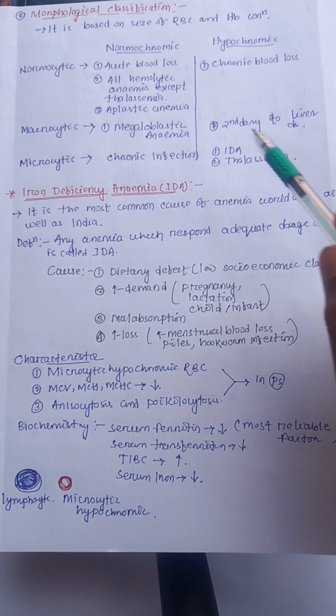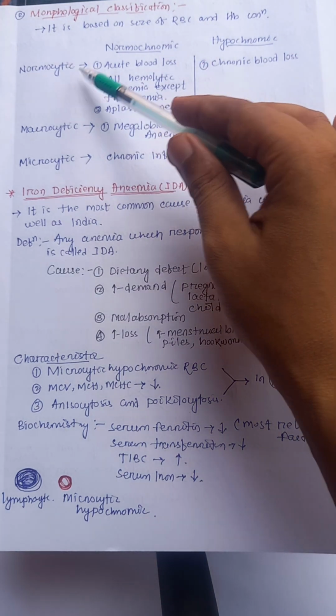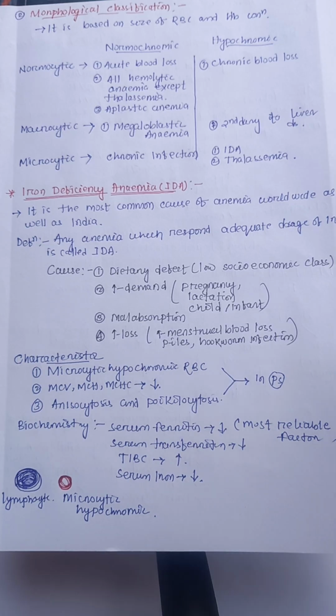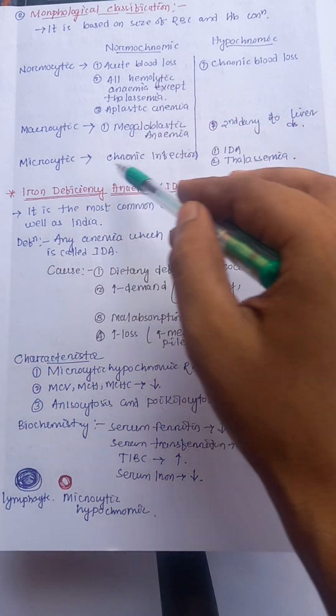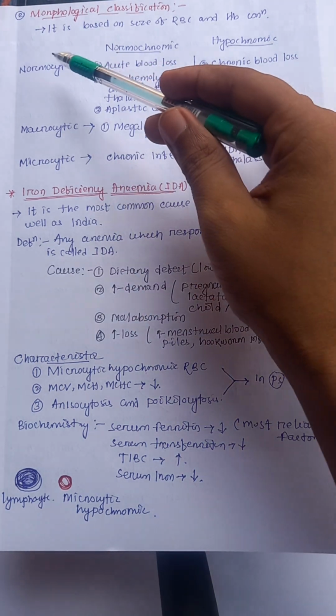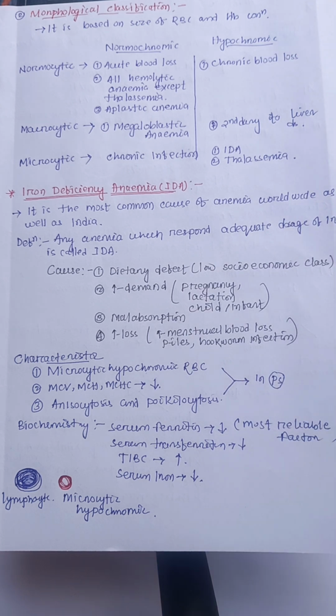Macrocytic normochromic anemia; normocytic normochromic: acute blood loss and all hemolytic anemias except thalassemia, where thalassemia is microcytic hypochromic; and chronic blood loss is microcytic hypochromic. This is the morphological classification or Wintrobe's classification.